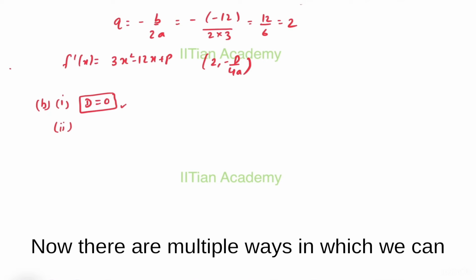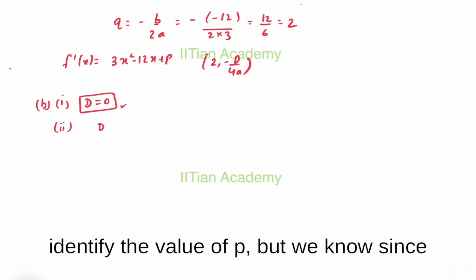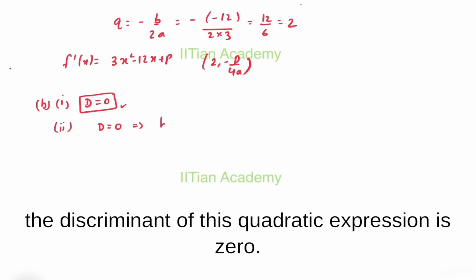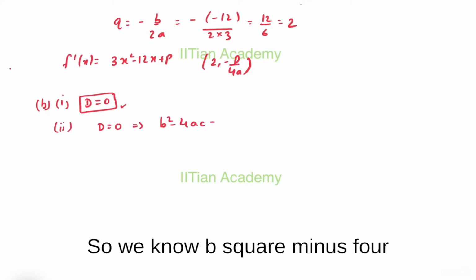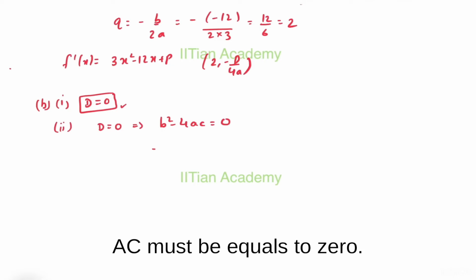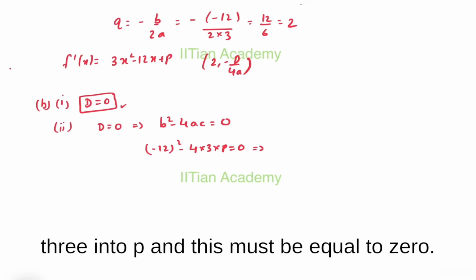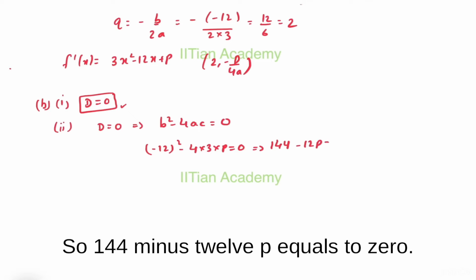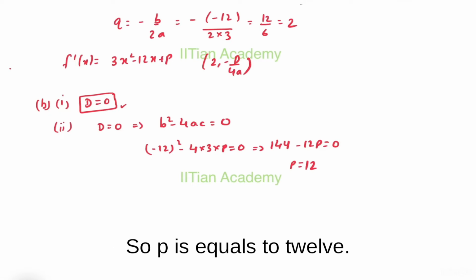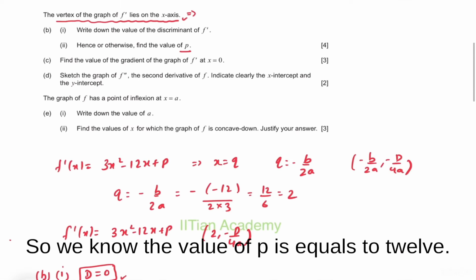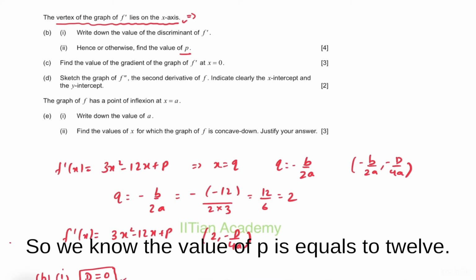Now there are multiple ways in which we can identify the value of p, but since the discriminant of this quadratic expression is 0, we know b square minus 4ac must be equal to 0. Now b square is minus 12 square minus 4 into 3 into p, and this must be equal to 0. So 144 minus 12p equals 0. So p is equal to 12. So we know the value of p is equal to 12.